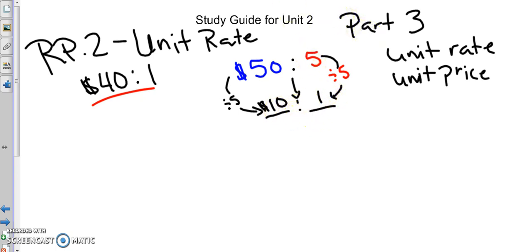And I want you to be aware of these keywords when we're looking for unit rate, unit price. You're going to look for keywords like each. You're going to look for keywords like per. You're going to look for keywords like to. These are all keywords to let you know that we're discussing a unit rate or a unit price.